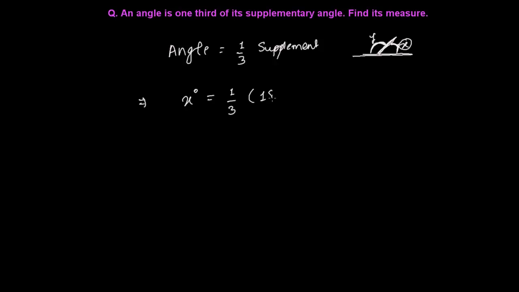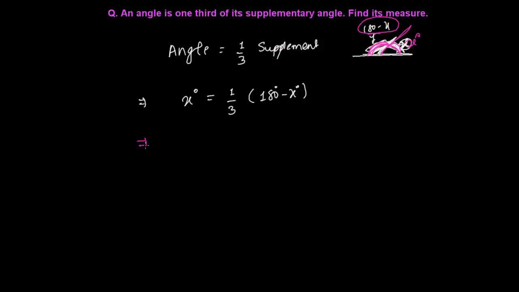The supplement is always 180 minus x degrees, because if this is my x degree, then this must be 180 minus x, because this complete angle is 180 degrees. Here this complete angle is 180 degrees, and one angle is x degrees, so its supplement must be 180 minus x. The question says x degrees is our angle, that is one third of its supplement. So what is the value of that angle?